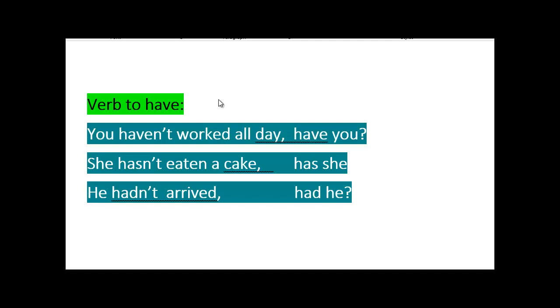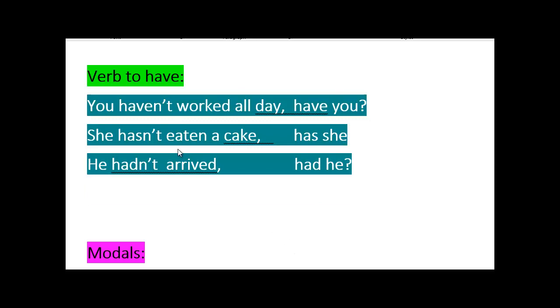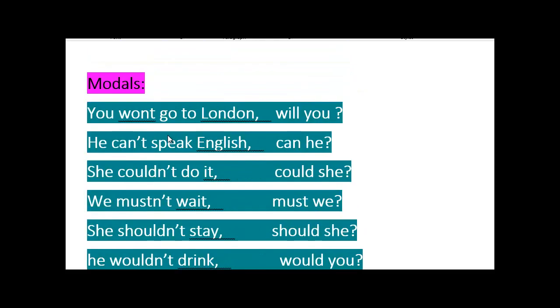Moving on. Verb to have. You haven't worked all day, have you? Okay. Or have you? Okay, if you speak properly. All right. She hasn't eaten a cake, has she? He hadn't arrived, had he? Negative statement, positive question tags.